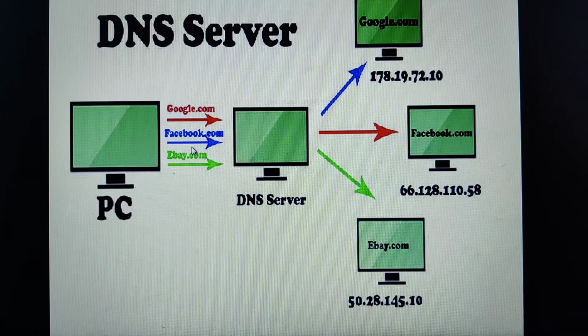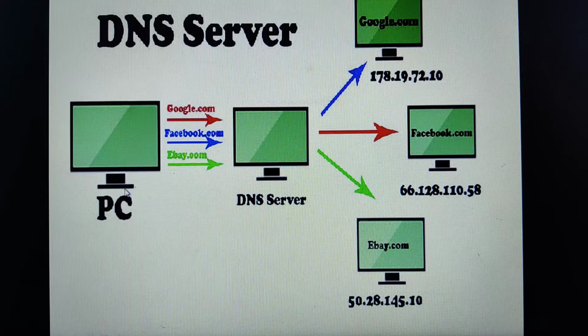Similarly, if you want to open your Facebook account, Facebook servers also have a unique IP address. Similarly, ebay.com has its own IP address. It's highly impossible for a human to remember the IP addresses of different websites and the different host computers present on the network. Therefore, the DNS server, that is domain name system server, will help you convert the alphabetic names into the IP address. Instead of remembering the IP address, we can remember the address in terms of alphabets.